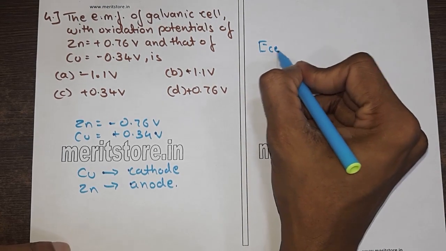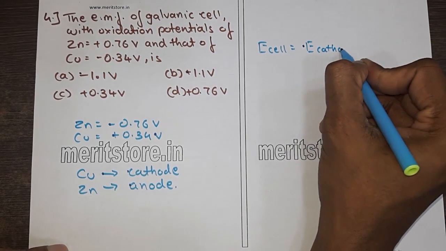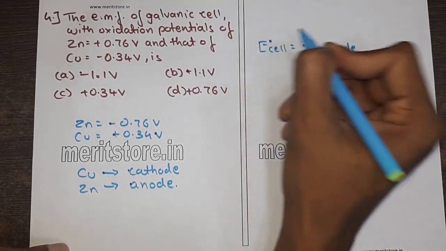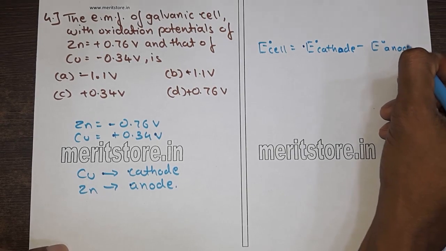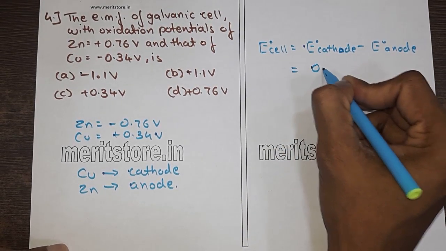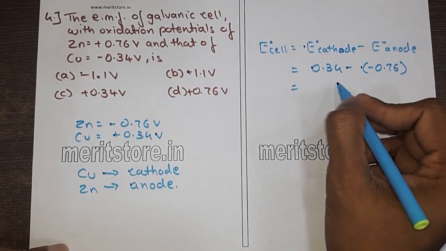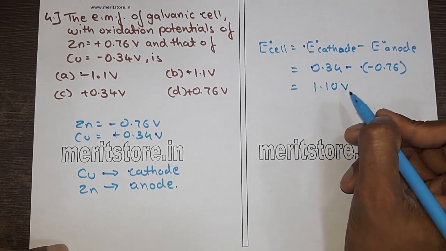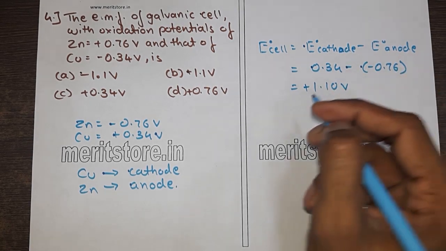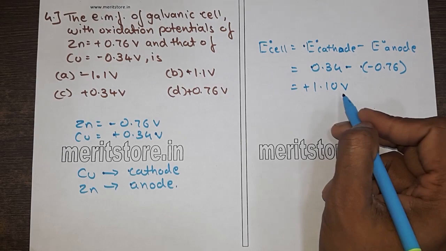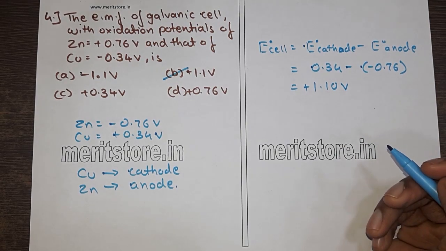Therefore E cell equal to E cathode minus E anode. We substitute both the values, we get 0.34 minus of minus 0.76. Adding both, we get 1.10 volt, which is positive. So we get 1.10, which matches with option B, that is plus 1.1. Therefore option B is the correct answer.